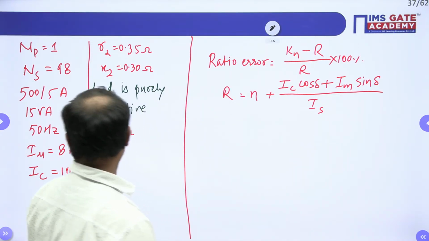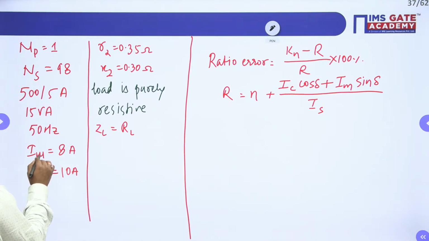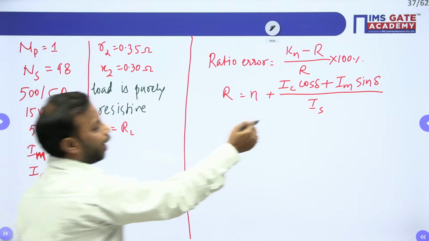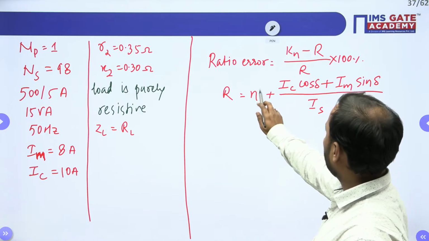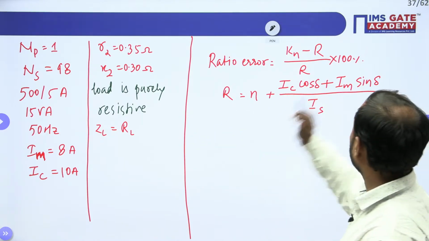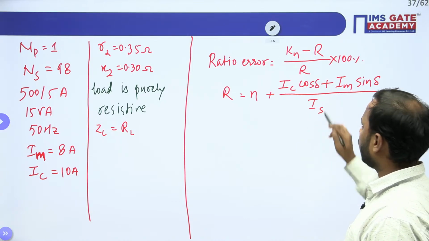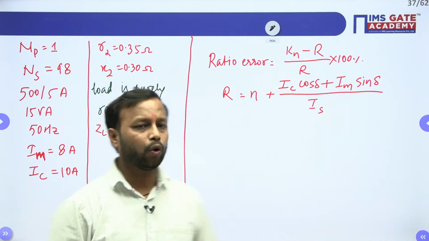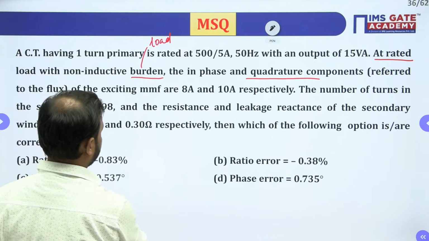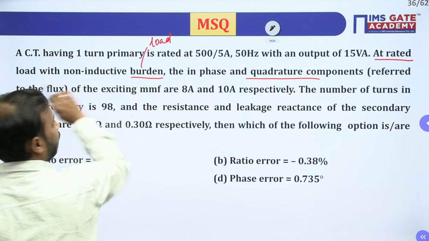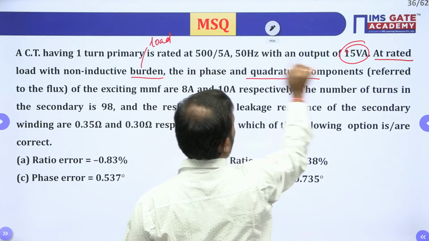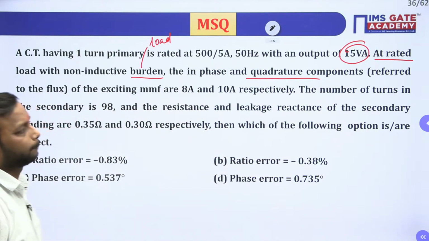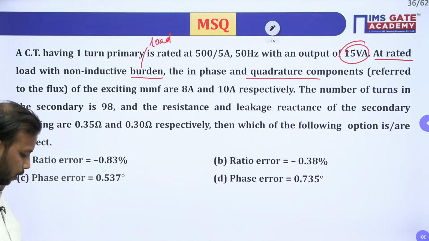This Imu is Im; you can write Imu here also, both are the same. So I need the n value, Ic and Im are given, del is unknown and Is is unknown. So if you look into the question, at rated load, this is the output at the rated condition.